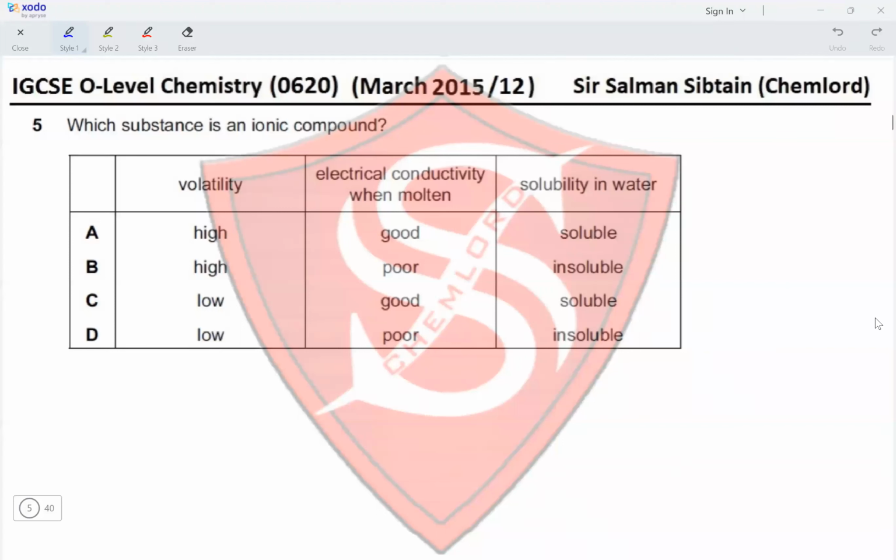Question 5. Which substance is an ionic compound? Its volatility has to be low, so this eliminates options A and B. Its electric conductivity when molten must be good, so this eliminates option D. And its solubility in water should be soluble. So option C is the correct option for this question.